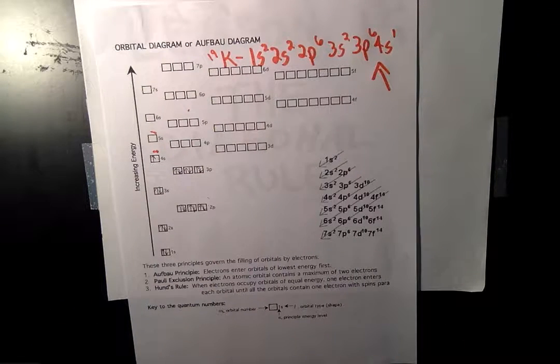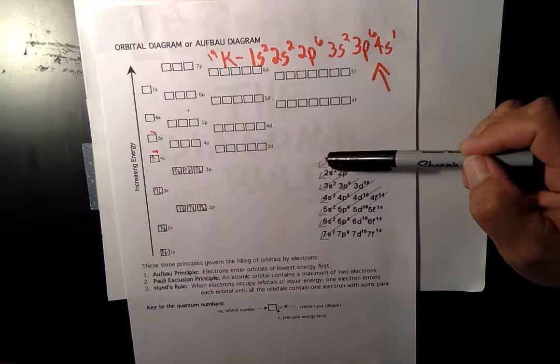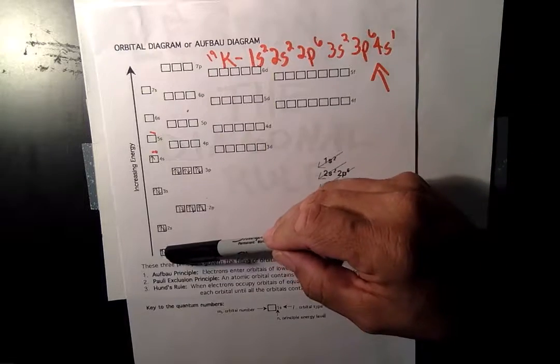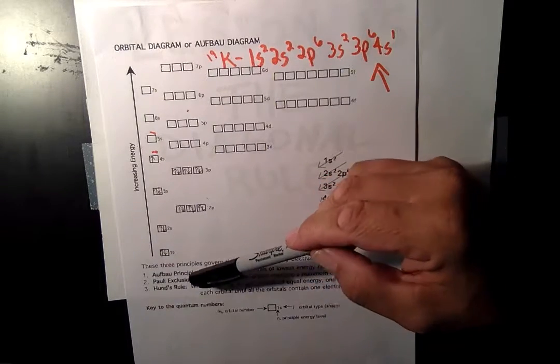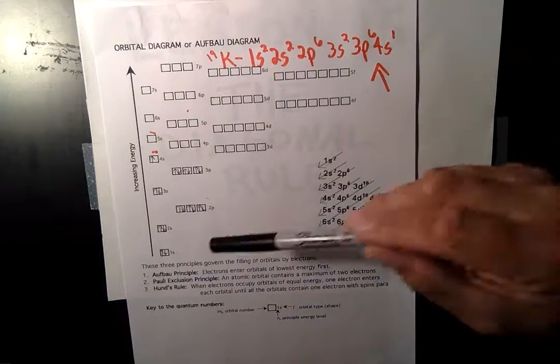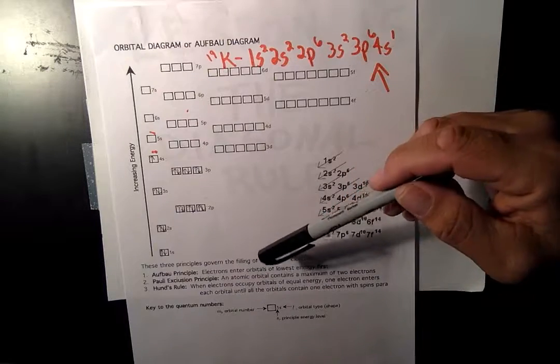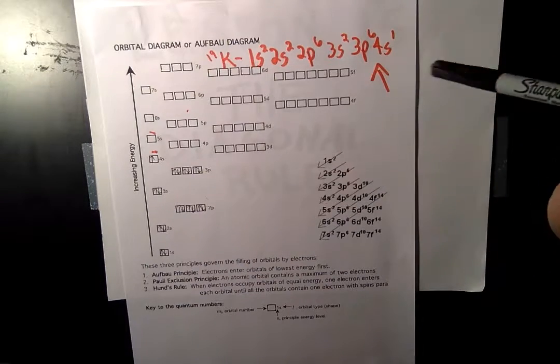And I used my 3 principles. Aufbau's principle, which simply states that it goes to the lowest energy first, right here, energy level, and right here. Pauli's exclusion principle says I can have 2 electrons on each orbital. Sure enough, I have a maximum of 2. And then Hund's rule that says the ups go first, then the downs.